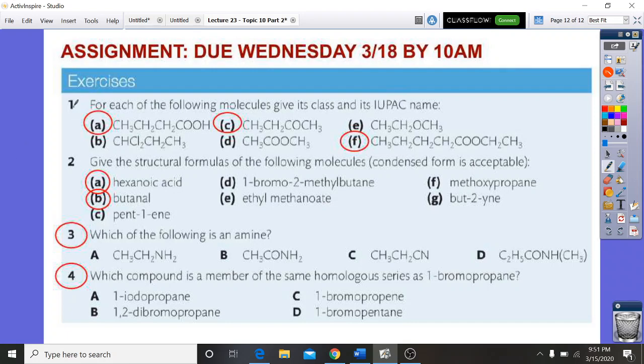So you want to do number 1, A, C, and F, number 2, A and B, number 3 in its entirety, and number 4 in its entirety as well. I will post answers to you after I check for everything. And yes, in this case, I am checking for correctness, not for completion, because we have to kind of raise the bar here considering our situation.